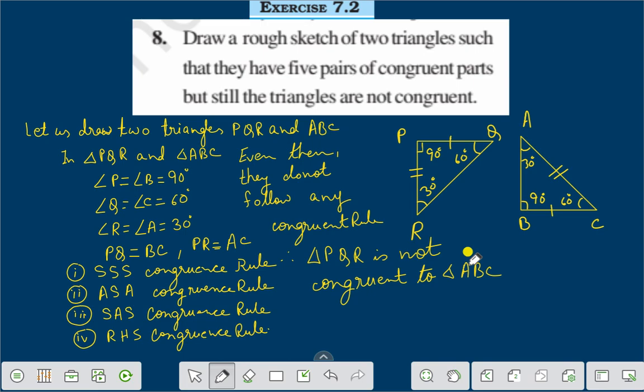Here you see that there are 5 pairs of congruent parts. They have 5 pairs because all the three angles and two sides, PQ equal to BC and PR equal to AC, are equal. But even then, they do not follow any of the congruence rules, that is side side side, angle side angle, side angle side, and right angle hypotenuse side congruence rule. Therefore, you can say that triangle PQR is not congruent to triangle ABC.